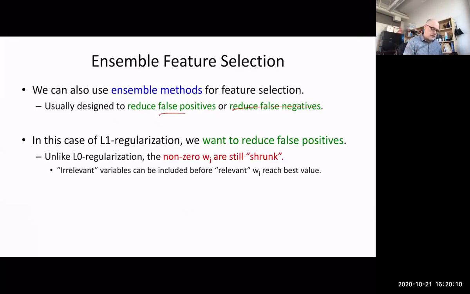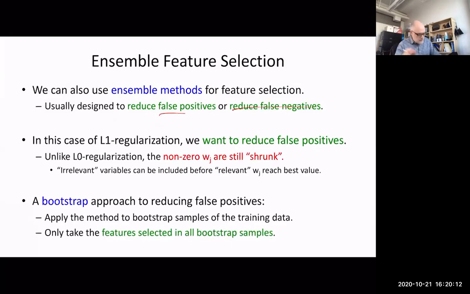The irrelevant variables can be included. It's the same thing. L1 regularization can produce false positives, so irrelevant variables can be included before the relevant parameters reach their best value.